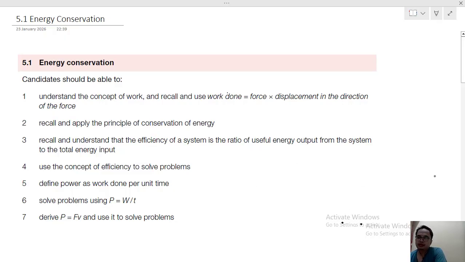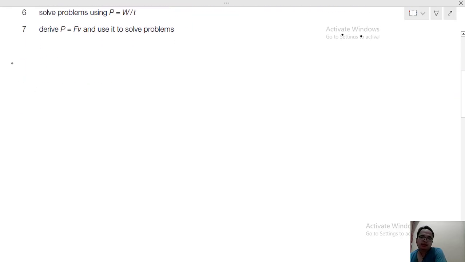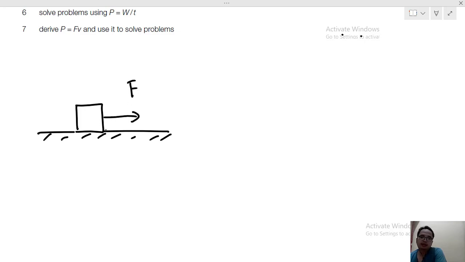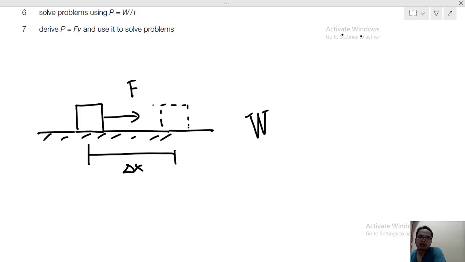We will discuss here that if we have an object, for example a box, and the box is pulled by a force F, and then the box moves alongside delta x, because it moves in x direction. So it can be said that the work done by force F equals F dot delta x. Yeah, this is a vector dot product.